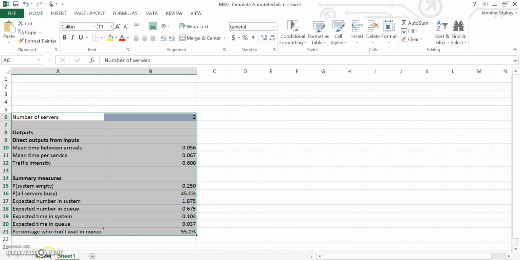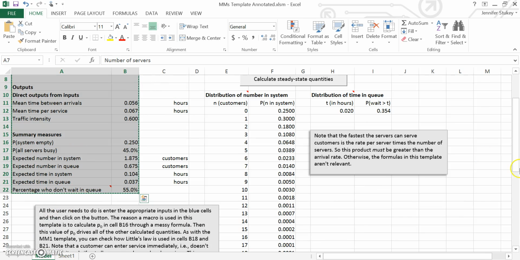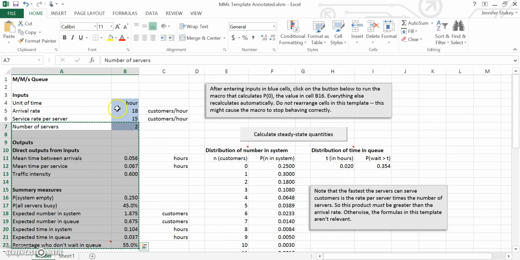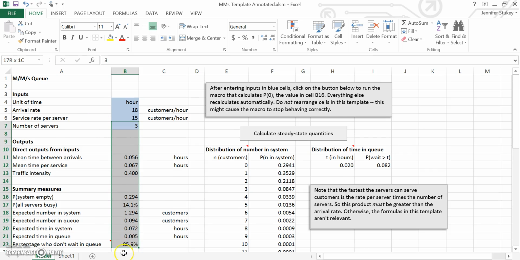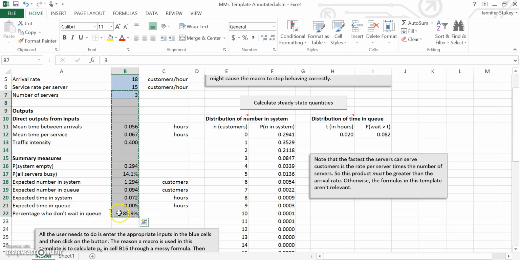Okay, so now we're going to go back to our model, see if it's put in the numbers for 3, and recalculate our steady state quantities. Okay, and now pull our numbers over again.